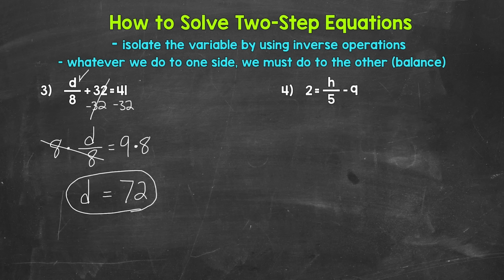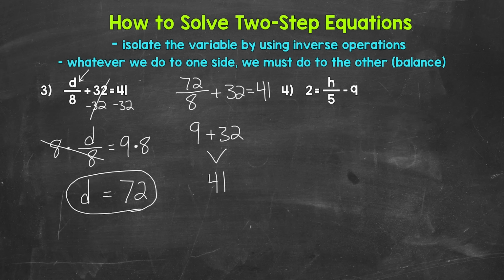And let's check that by plugging 72 in for d. So we have 72 divided by 8 plus 32 equals 41. 72 divided by 8 is 9. So we have 9 plus 32, and that gives us 41. So we are correct. D equals 72. Lastly, let's move on to number 4, where we have 2 equals h divided by 5 minus 9.